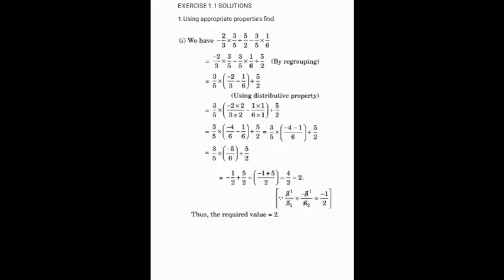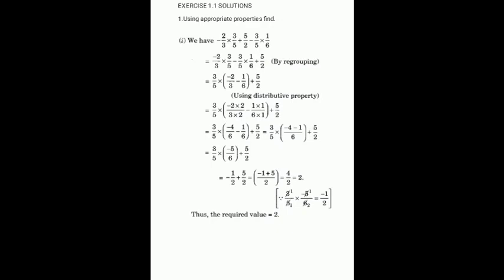Next, we will do the exercise from the properties of rational numbers. First question, using appropriate properties, find negative 2 by 3 into 3 by 5 plus 5 by 2 minus 3 by 5 into 1 by 6. So, you observe how we are doing this problem. First step, if any factor can be regrouped, we have to regroup it. That means the common factors together. Then negative 2 by 3 into 3 by 5, then 3 by 5 into 1 by 6, that together you are writing.